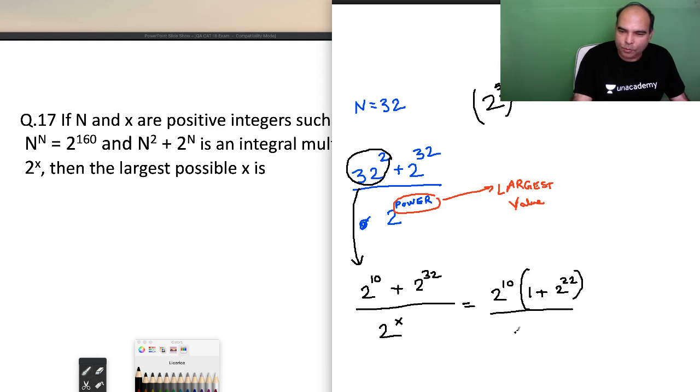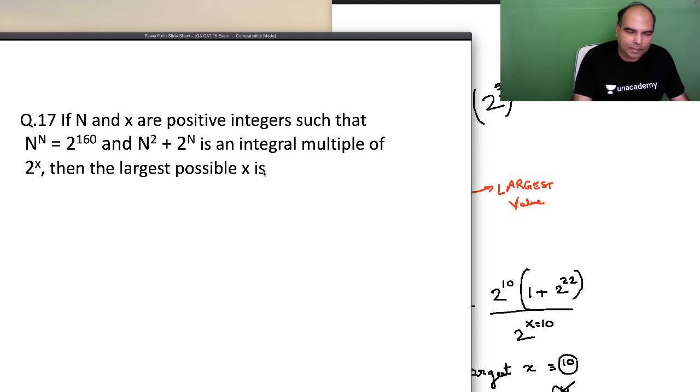And if I am dividing this by 2 raised to x, the largest value of x that I can use here will obviously be 10, because only at a value of x is 10 does this get cancelled out. So x of course can be 9 or 8, but x cannot be more than 10, because the moment you put x as 11, the denominator will not cancel out in the numerator, and hence the largest value possible for x in this question is going to be 10.